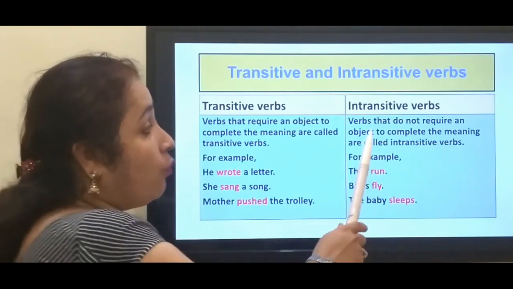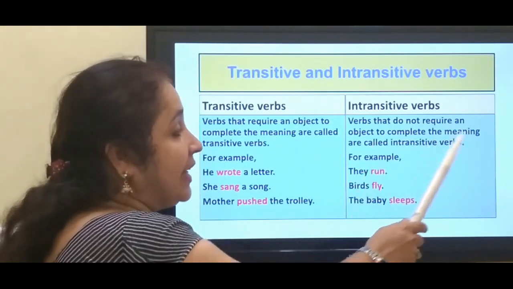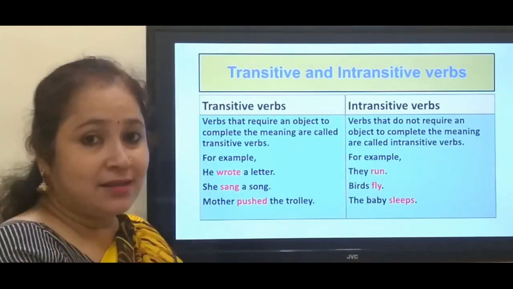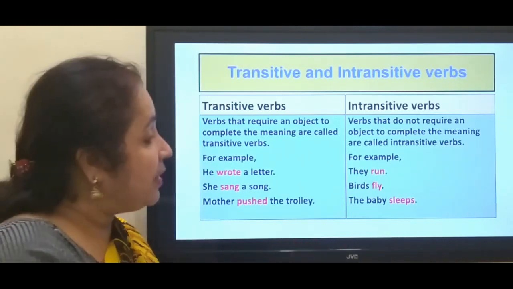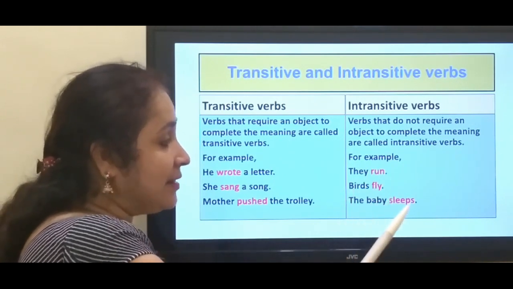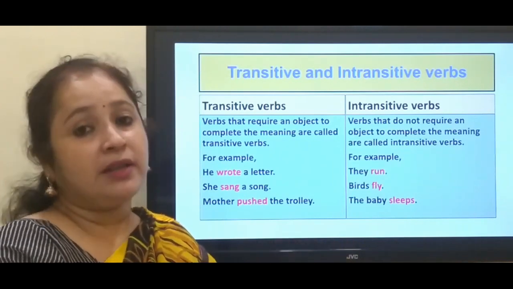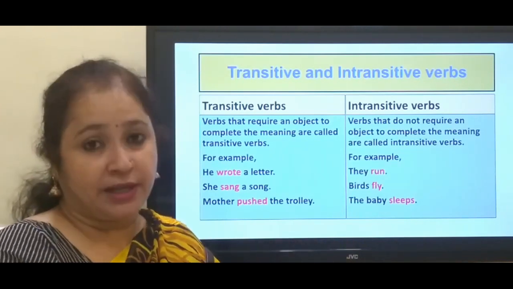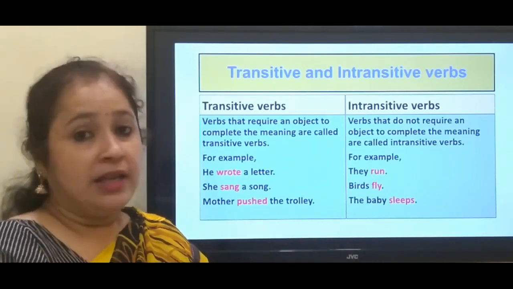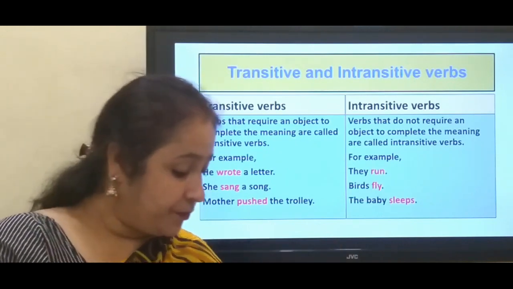Intransitive verbs that do not require an object to complete the meaning are called intransitive verbs. You can see with the help of these examples, they run, birds fly, the baby sleeps. So students, you can see that these verbs do not need the support of an object. They do not need an object to complete their meaning. So, they are examples of intransitive verbs.